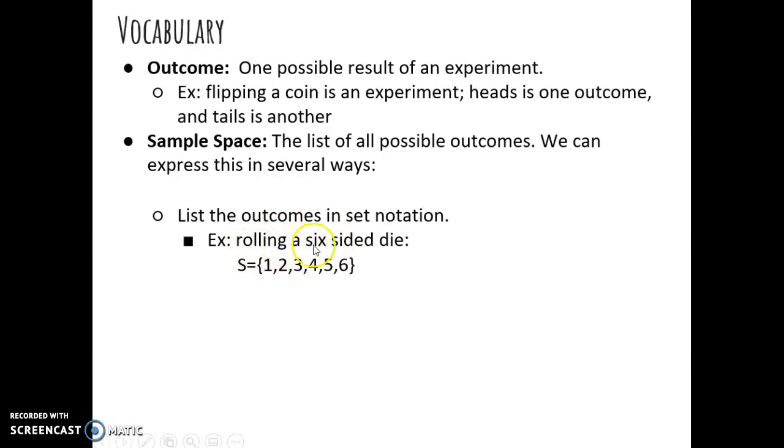If the experiment is rolling a 6-sided die, then here's the sample space. You could roll a 1, you could roll a 2, or a 3, or a 4, or a 5, or a 6. There's 6 different outcomes. You can list them as we did here and put them in braces, separated by commas, and that would be one way to express a sample space.